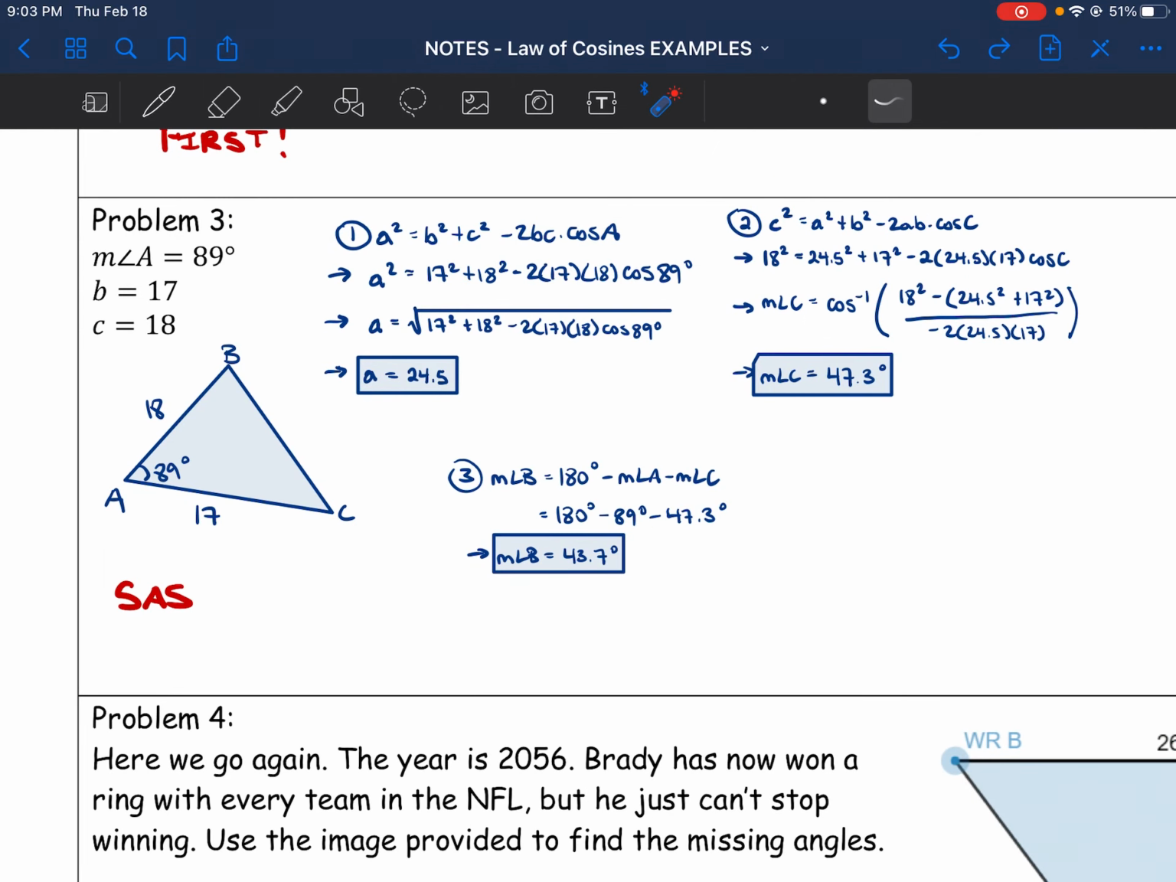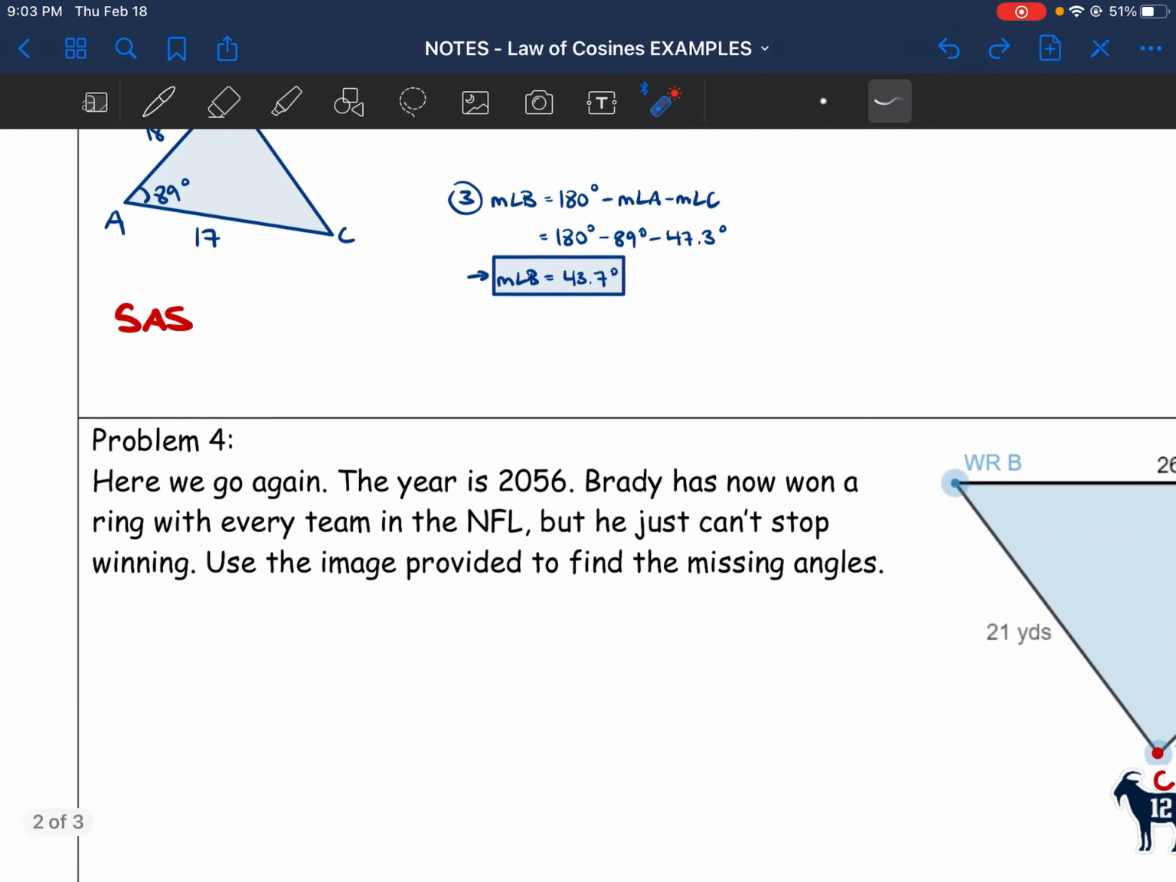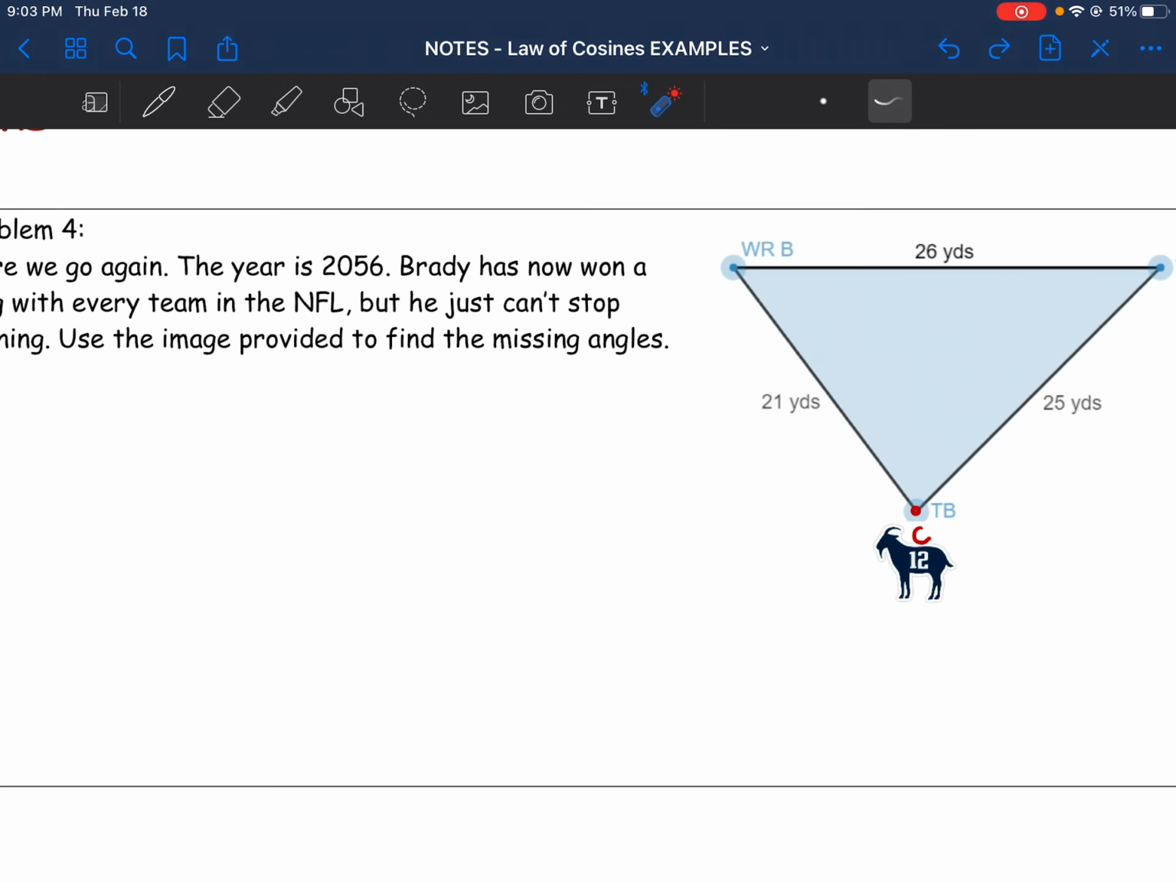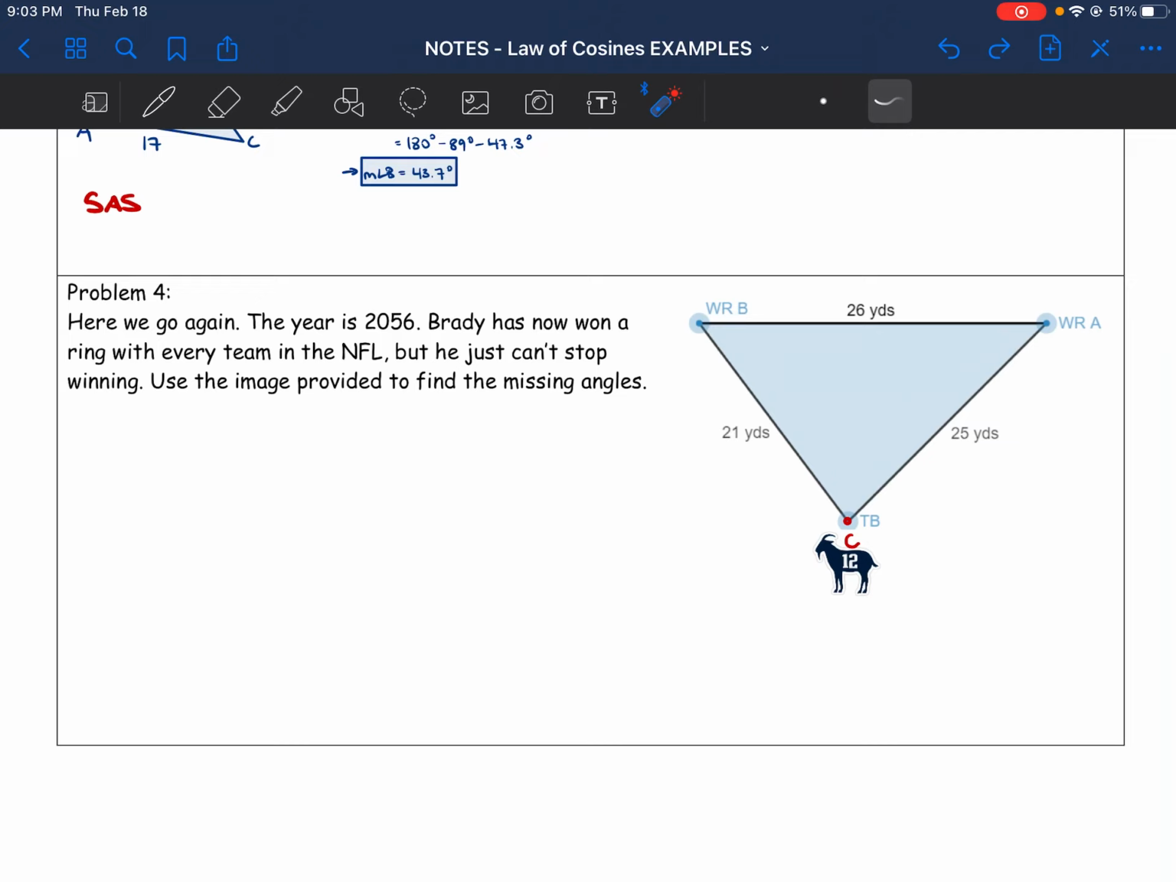Okay. All right, one more problem I'm going to work through. And here we have another Tom Brady problem. This is an awesome problem. So here we go again. The year is now 2056. Brady has won a ring with every team in the NFL. But being Brady, he just can't stop winning games. So he's back here in the Super Bowl.